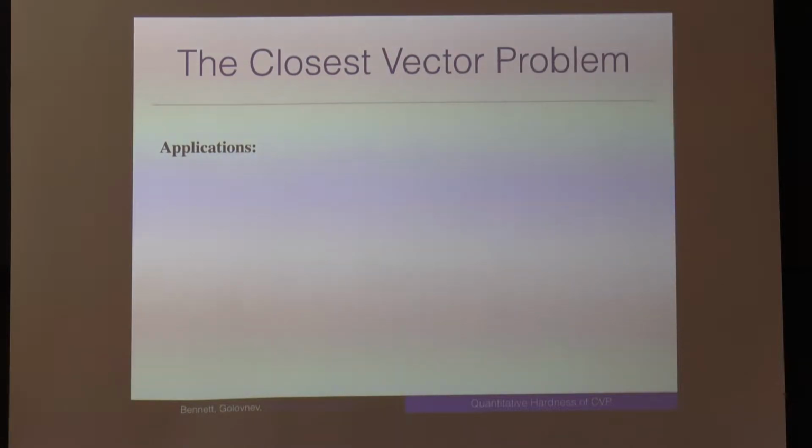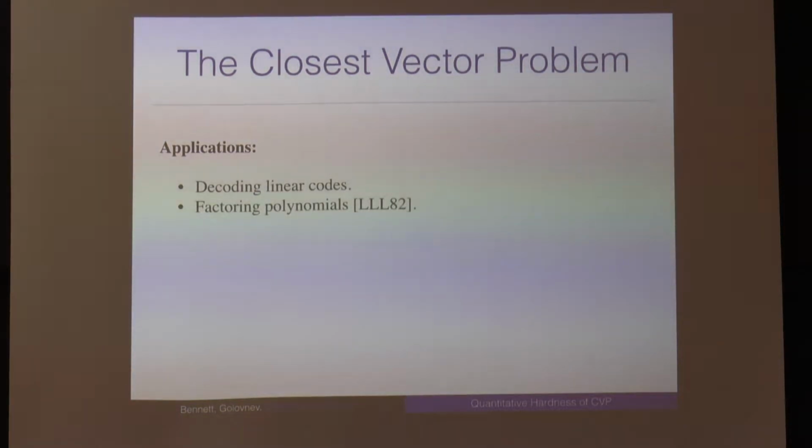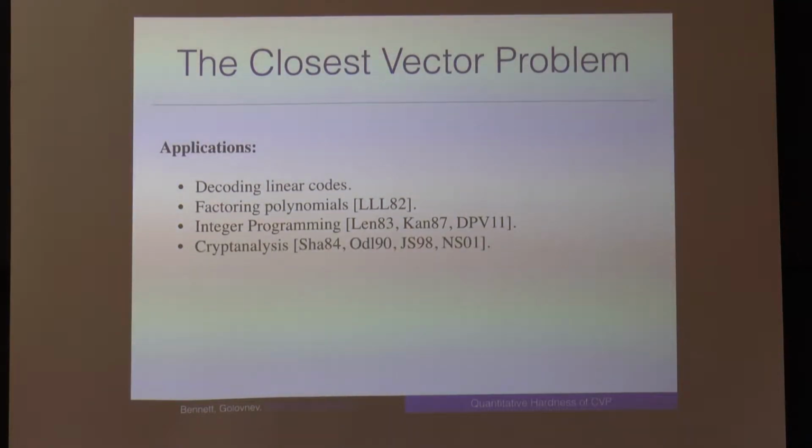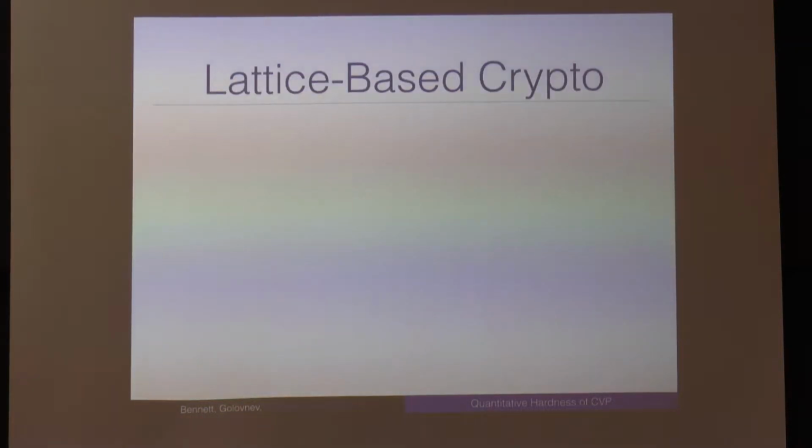If you've never seen this problem before, computational problems on these geometric objects, on lattices, have many applications. In particular, they're related to decoding linear codes, to factoring polynomials over the rationals, to integer programming. They've been used for cryptanalysis, and more recently, we're really interested in these things because they're used for lattice-based cryptography. That's the hot application right now, and I'll say a little bit more about it, but still just buzzwords.